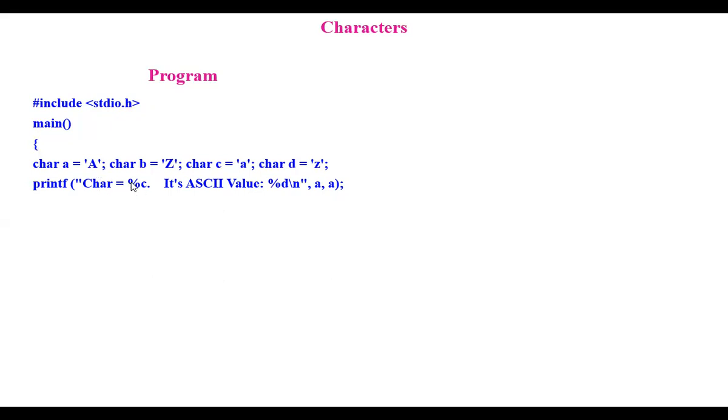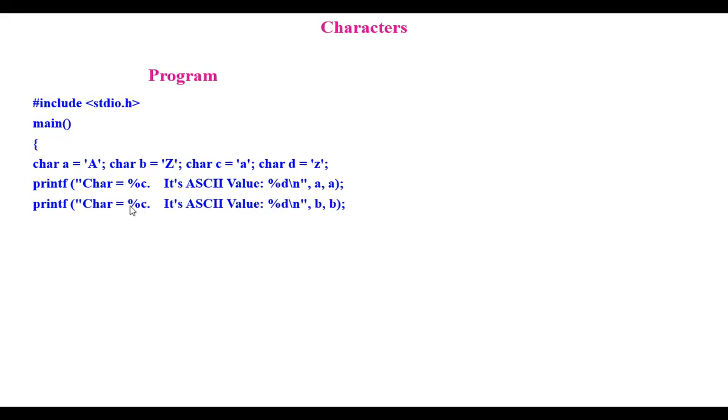So character is equal to %C. In the sense, here this value comes in place of the percent, we get the value of A, that is capital A. Its ASCII value, because it is a value, we have to declare it as an integer. So that's why %D is taken. We want the ASCII value of what? A. A is nothing but capital A. This A is a variable, which actually is denoting capital A here. So the ASCII value of capital A should come here.